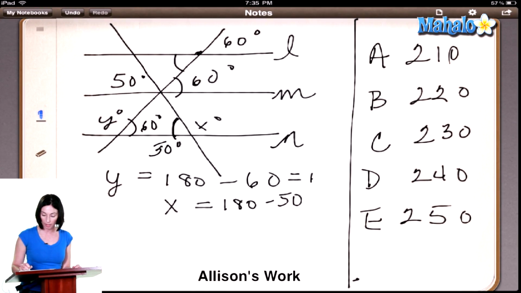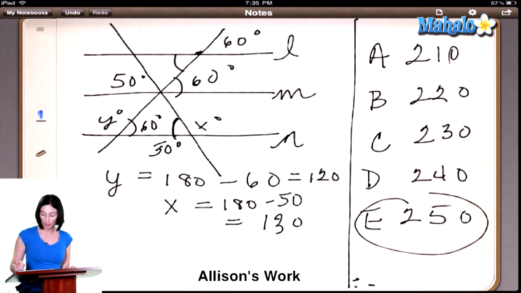And what are we trying to find out? Let's not forget what the problem asked. What's the value of x plus y? So y is then equal to what? 180 minus 60 is 120. X is equal to 180 minus 50, which is what? 130. And so then what will x plus y be? 250. Yeah, we just add them together, 120 plus 130. So it's E.